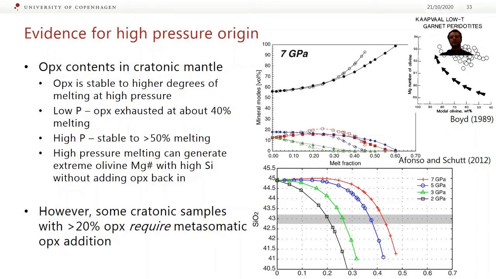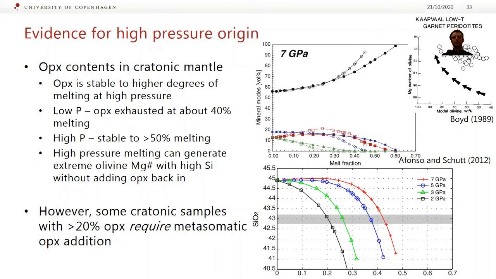The lower plot is what this high pressure melting does to the silica. And you can see that at 2 GPa, the silica starts to fall quite rapidly as you melt. Once you've hit about 20 or 30% melting, the silica's down about 40%, so you're getting close to a pure olivine composition. Orthopyroxene has about 55 weight% silica. Whereas at 7 GPa, for the first 30% of melting or so, you're effectively not changing the silica concentration in the residue, so you're keeping OPX there.